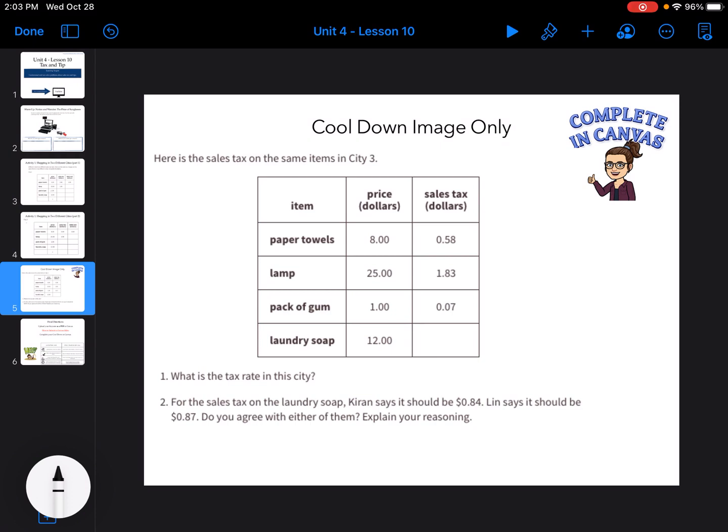So here's the sales tax on the same items in City 3. So now I want you to figure out what is the tax rate in this city. And for the sales tax on the laundry soap, Kieran says it should be 84 cents. Lynn says it should be 87 cents. Do you agree with either of them? Explain your reasoning.